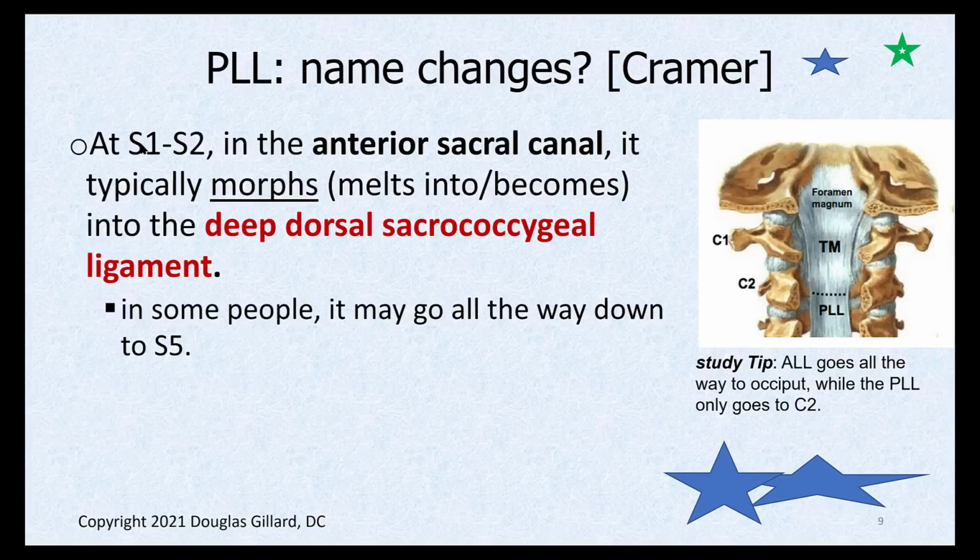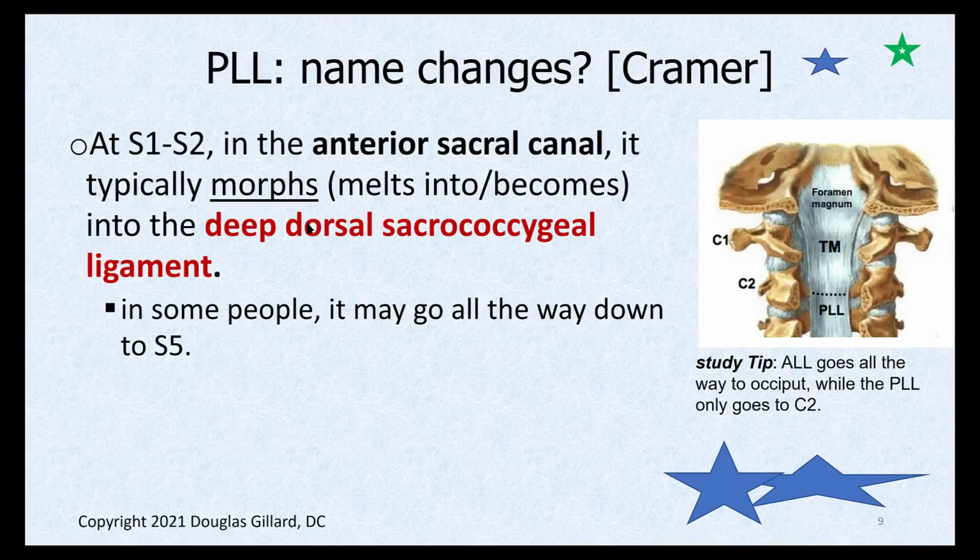And let's see, so I don't know why I have that picture there still, but down low, where does it end? As we said, it ends at S1 or S2. Sometimes it ends and doesn't reform. Sometimes it morphs into our friend, the deep dorsal sacrococcygeal ligament, which we've seen before in lab. So the deep dorsal sacrococcygeal ligament is considered a continuation of the posterior longitudinal ligament.